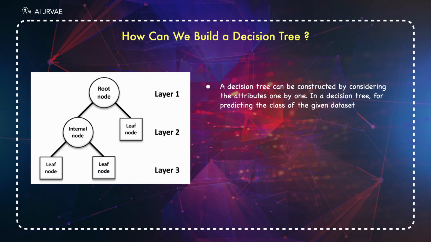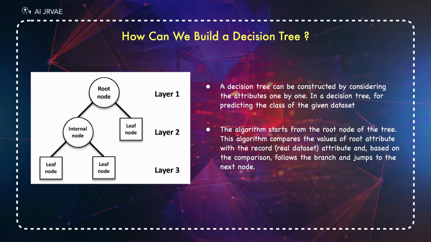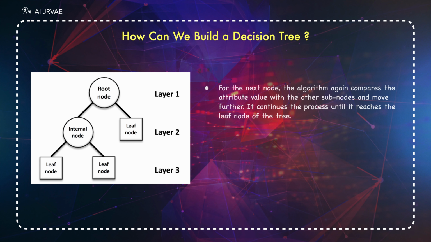A decision tree can be constructed by considering the attributes one by one. In a decision tree, for predicting the class of the given dataset, the algorithm starts from the root node of the tree. This algorithm compares the values of the root attribute with the record attribute, and based on the comparison, follows the branch and jumps to the next node. For the next node, the algorithm again compares the attribute value with other subnodes and moves further. It continues the process until it reaches the leaf node of the tree. The complete process can be better understood using these steps.